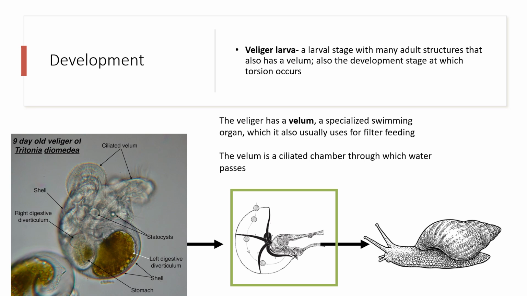That trochophore larva then develops into a veliger, which may look a little bit more snail-like to you. The veliger has a structure called the velum, which is basically just a chamber lined in cilia to control water flow. It uses the velum to swim and also to filter feed. It's also during this stage that torsion occurs. So we can see that twisted anatomy in the veliger, but again, not in the trochophore. In species that have become detorted, the veliger will still have some torsion, but it'll be lost by the time it develops into an adult snail.